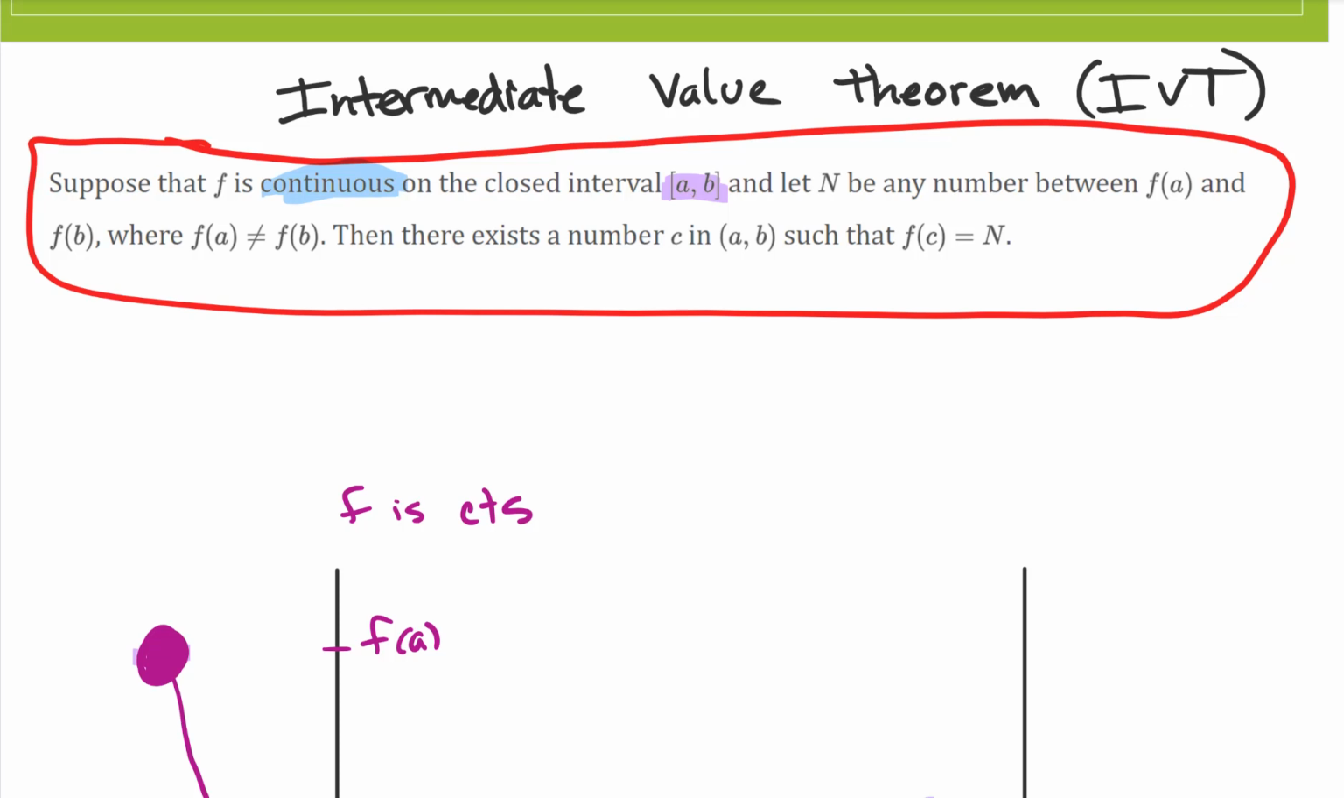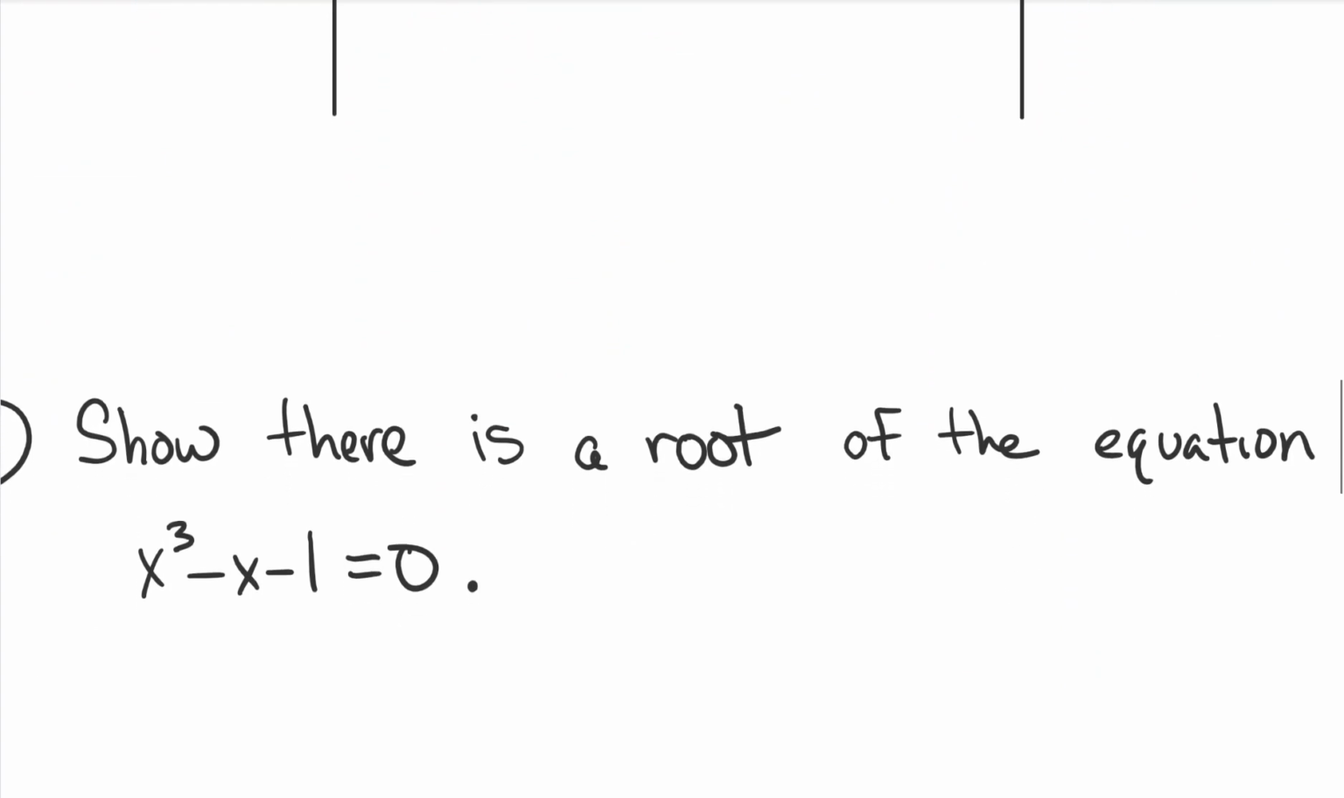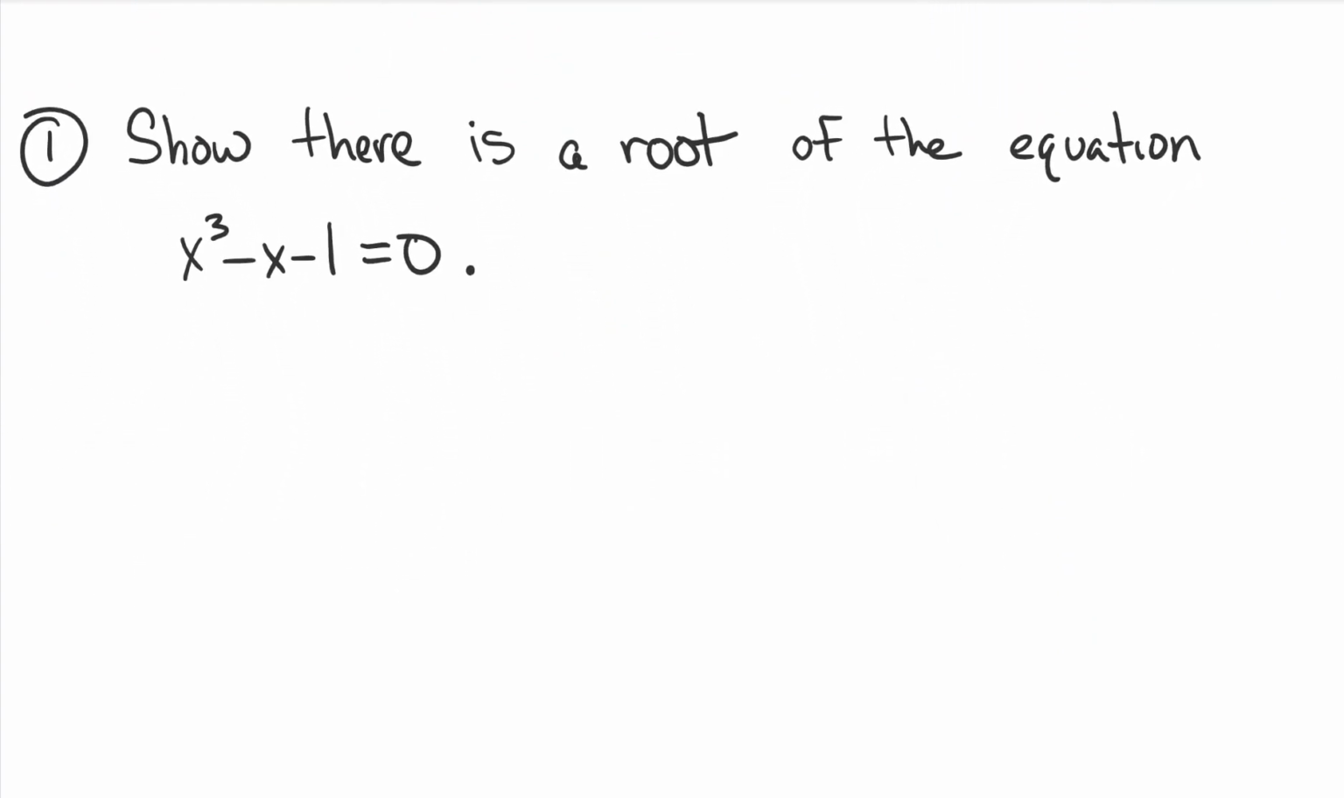Now, the intermediate value theorem does not solve for anything. We just show that there's existence of. And where it works really well is we have this function here, some cubic, x cubed minus x minus 1, and we claim that it's equal to 0.